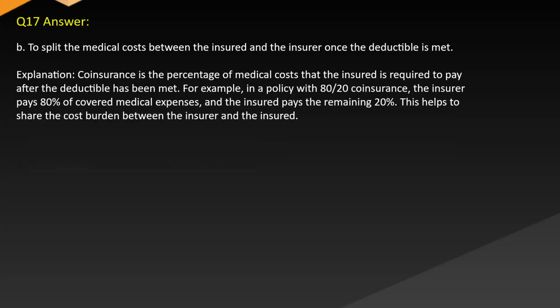Answer B. To split the medical costs between the insured and the insurer once the deductible is met. Explanation: coinsurance is the percentage of medical costs that the insured is required to pay after the deductible has been met. For example, in a policy with 80/20 coinsurance, the insurer pays 80% of covered medical expenses and the insured pays the remaining 20%. This helps to share the cost burden between the insurer and the insured.